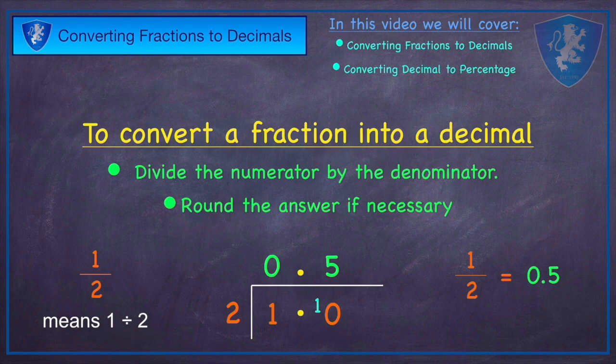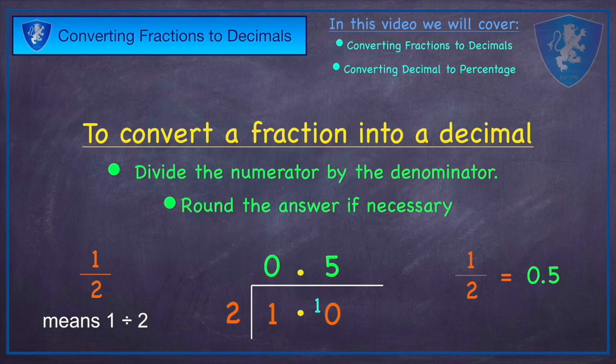So what I've done is I've tried to show you how to divide here. So that's your 1, and I put a point there, 0.0, divided by 2. So you get 0 there, point, and that's a 10 now. So 2 times 5 is 10. So a half is equal to 0.5. So that's your first example.